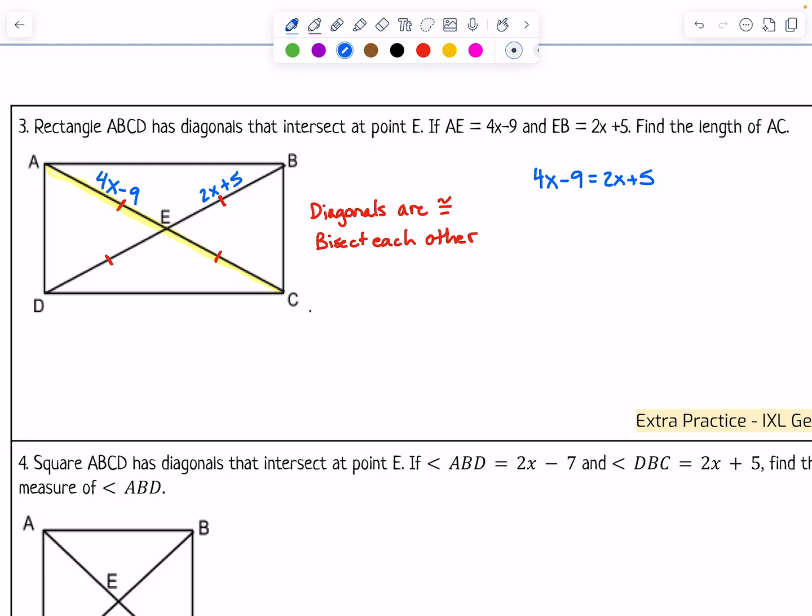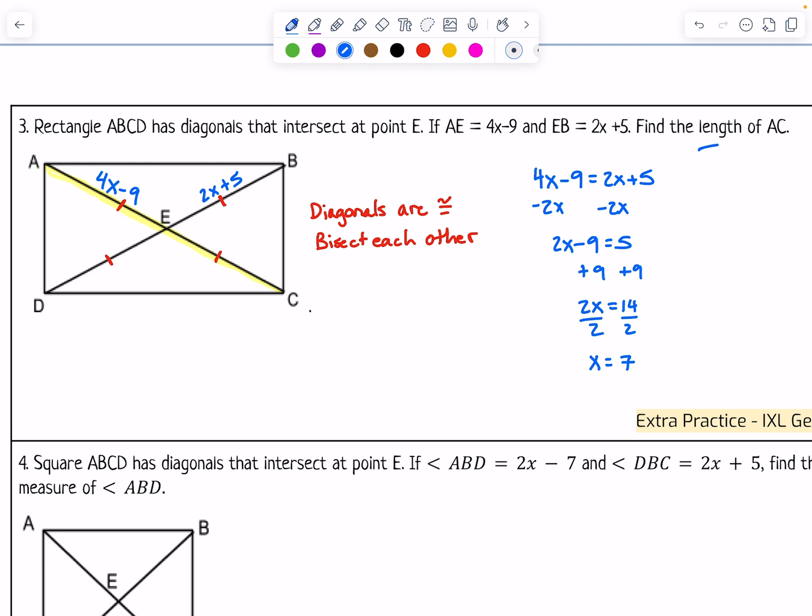to help us solve for x. So then I'm going to subtract the smaller one, which is 2x. And I get 2x minus 9 equals 5. Then I can add 9, and I get 2x equals 14. And I can divide both sides by 2, and I get x equals 7.